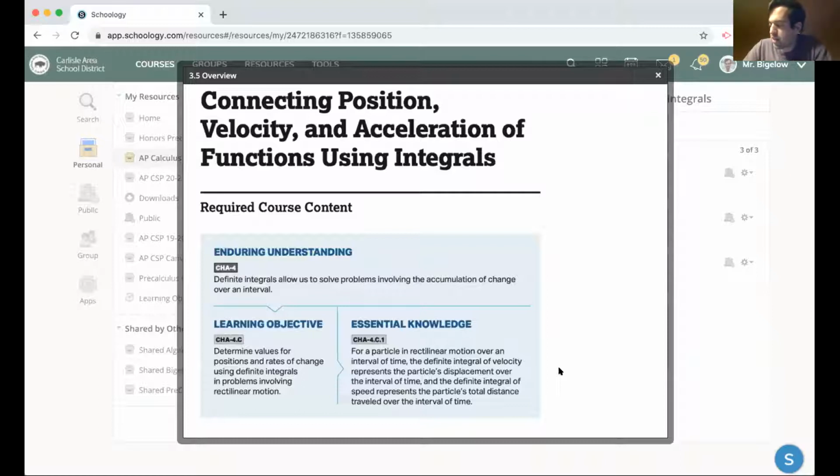So this lesson is going to cover some particle motion types of free response questions that you've seen before, and some that will potentially involve the average function value that we learned in the last lesson. So I'm going to open up the notes and we'll get started.